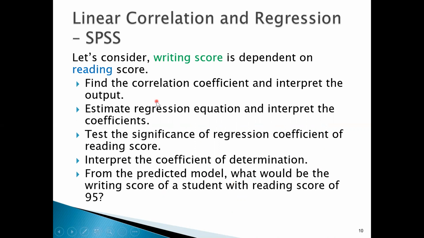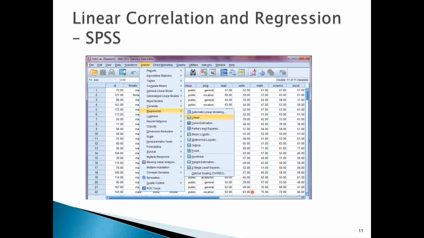First of all, finding the correlation coefficient and interpreting the output. We are going to estimate the regression model and interpret the coefficients using the reading and writing score as independent and dependent variable respectively. We are going to test the significance of the regression coefficients and interpret the coefficient of determination to check if the constructed model is good fitted or not. And from the predicted model, we will also predict the writing score for a student who has the reading score of 95.